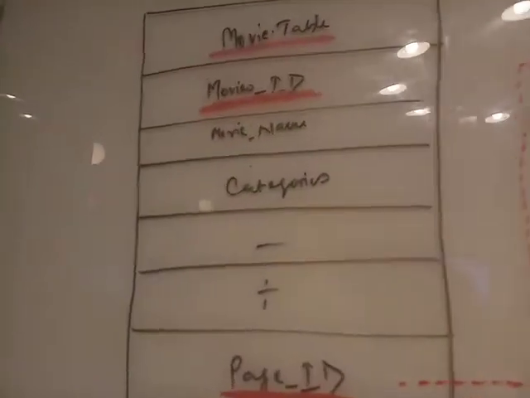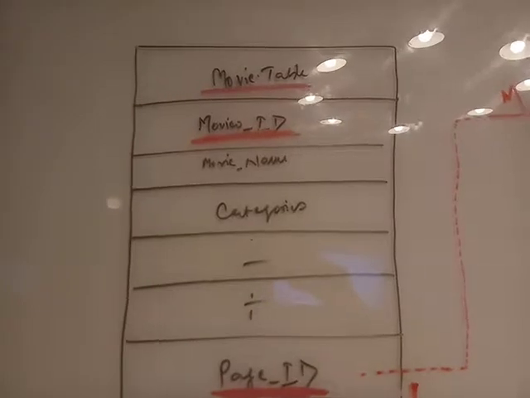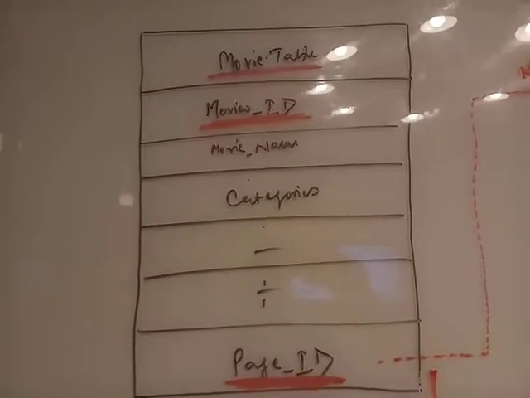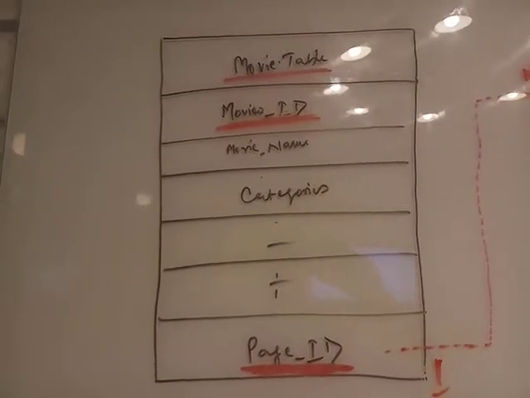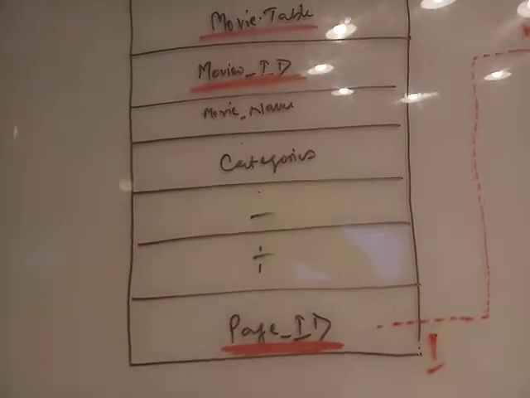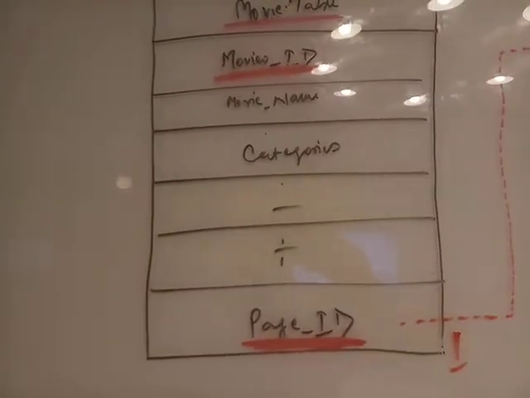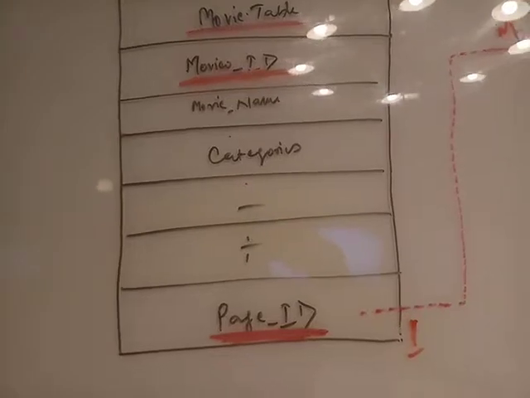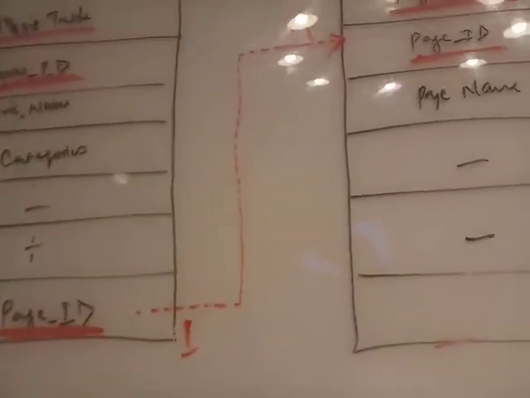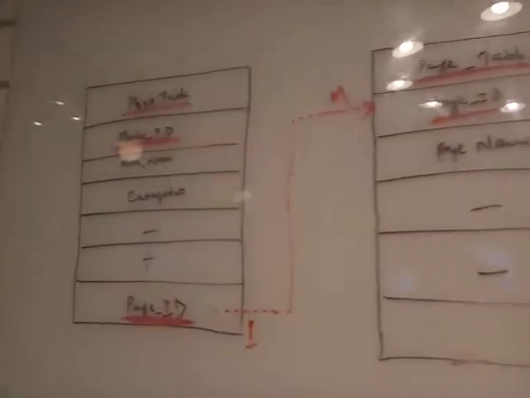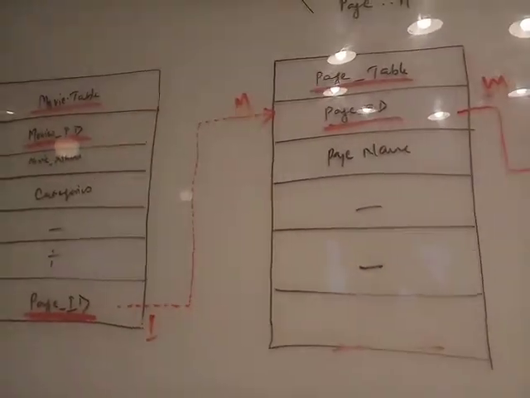Now, here at the high level, this is a movie table that we already have. So there is a movie ID, a movie's name, and then the categories and other information. So you have to add one extra field as a page ID. So this is a one-to-many relationship between movies and page tables.